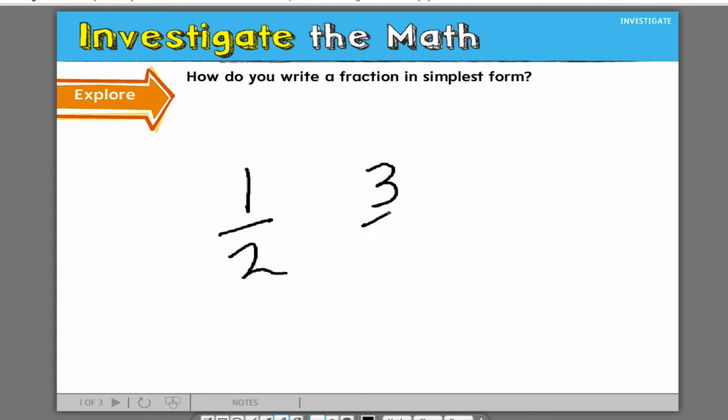Whereas if I have 3/6, 1 and 3 go into 3, and 3 will also go into 6. So 3 is a common factor of both 3 and 6. This is not the simplest form.